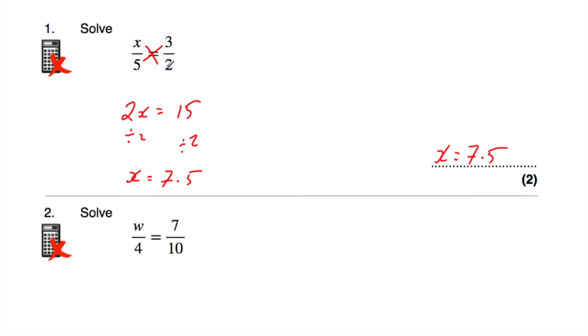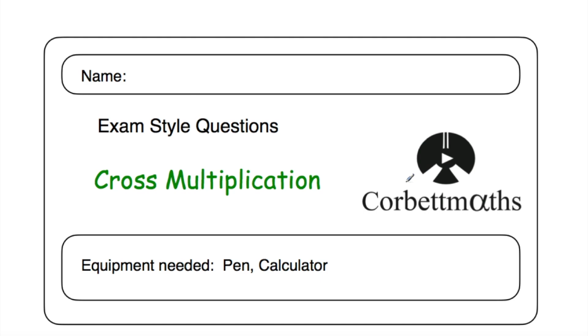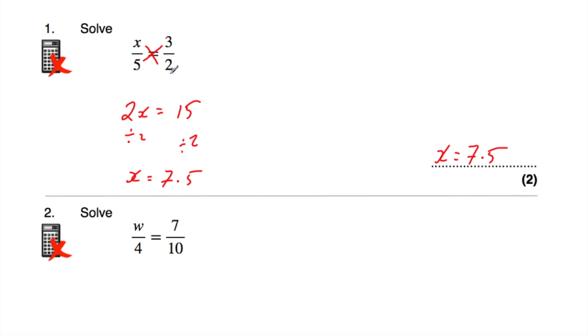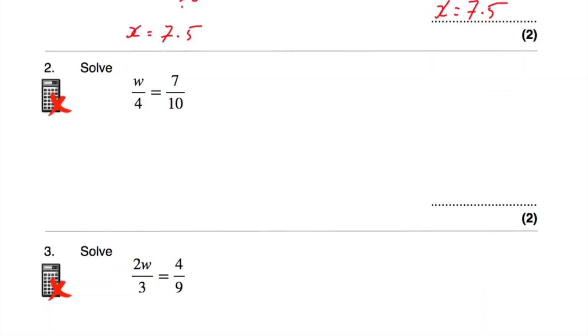So that method of cross multiplication can be really useful whenever you've got a fraction equaling another fraction. Here, rather than timesing both sides of the equation by 5 and timesing both sides by 2, we can just times the numerator by the other denominator and put it equal to the other numerator times the other denominator, and then you can solve that. That just helps you solve these equations a little bit more easily. Okay, let's look at our next question, question number 2.